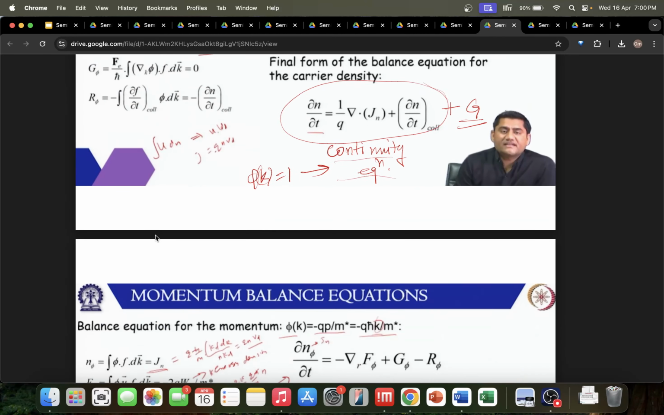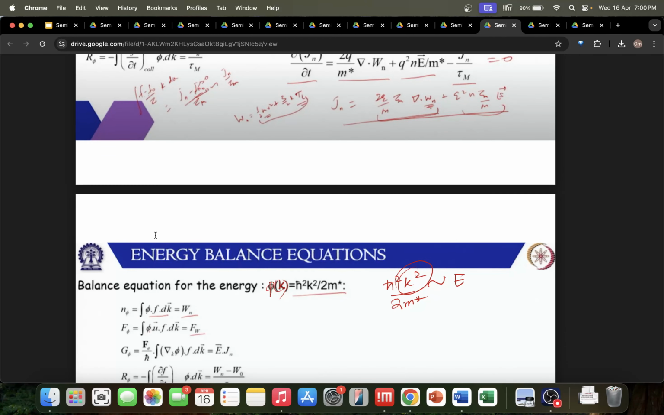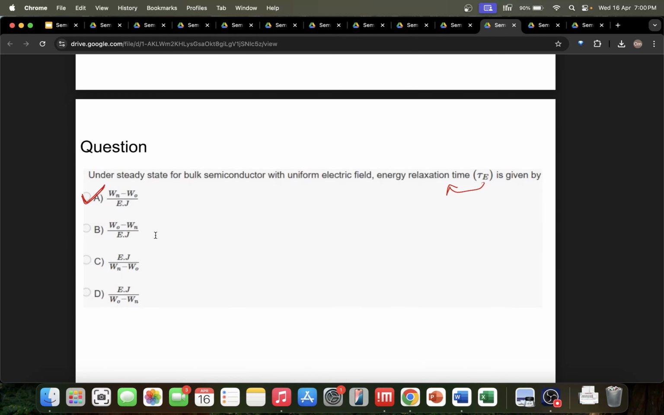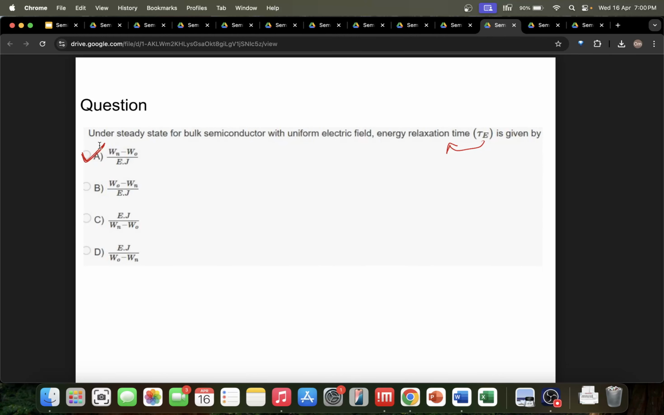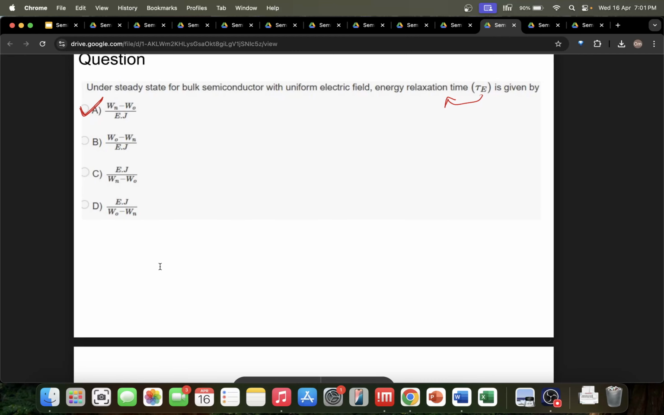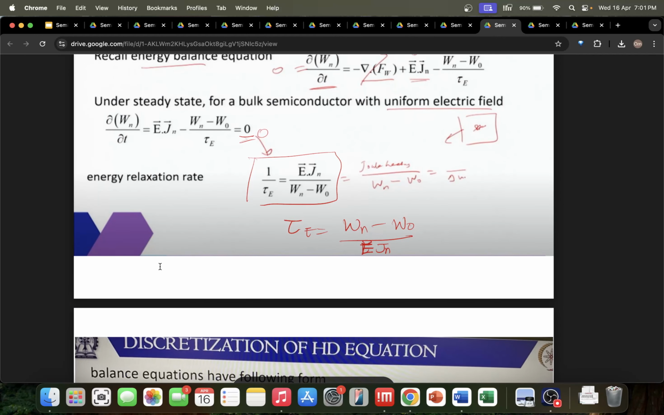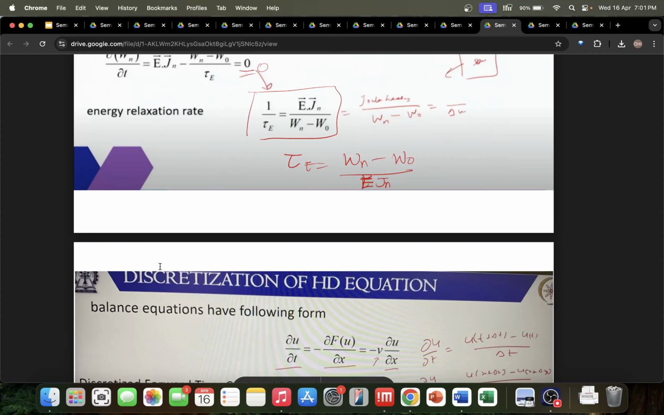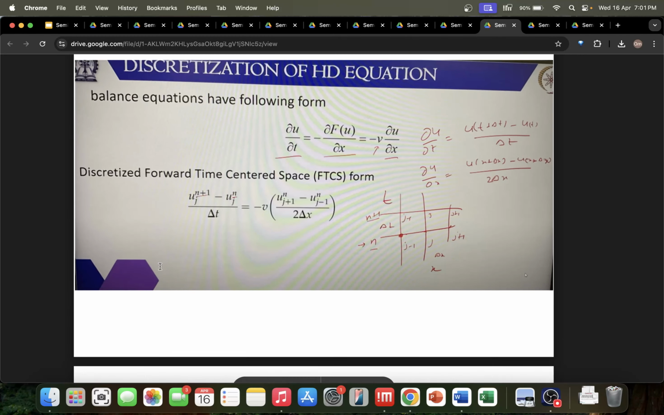Balance equation derivation: continuity equation, momentum balance equation, energy balance equation. So the derivations are not important, just the results, as I keep saying again and again. The derivations in this course are not really important. This is an overview, so the conclusions and the results are extremely important. We should know where they come from. Just pay more importance to the theoretical parts.